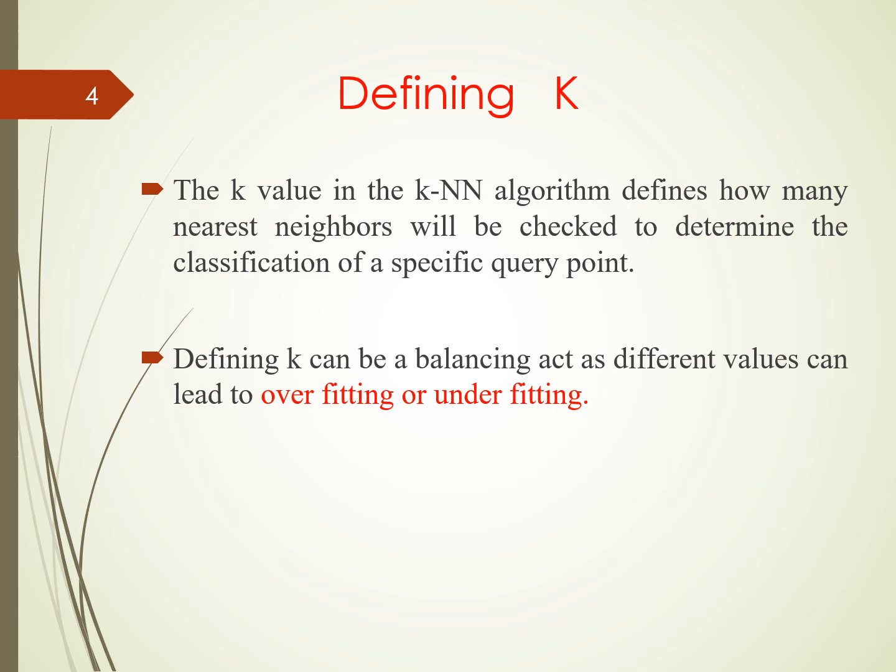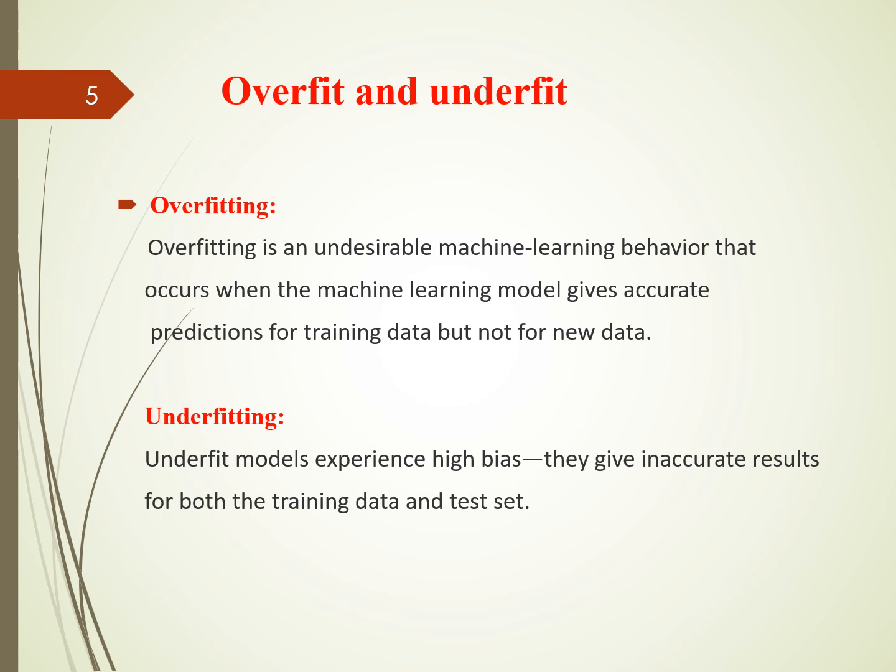What is overfitting and what is underfitting? Overfitting is an undesirable machine learning behavior that occurs when the model gives accurate predictions for training data but not for new data. Underfitting means it may not give accurate results for both training data and new data, but overfitting means it will give accurate results for trained data but not for new data.